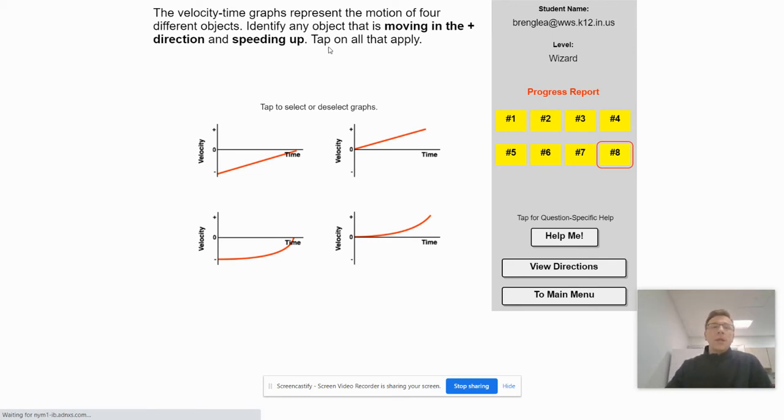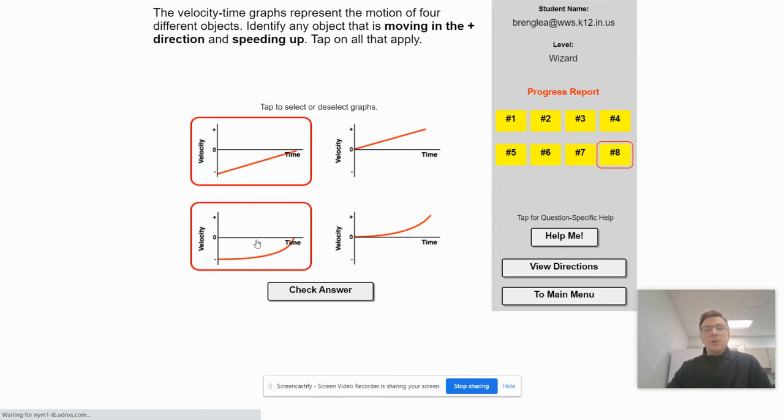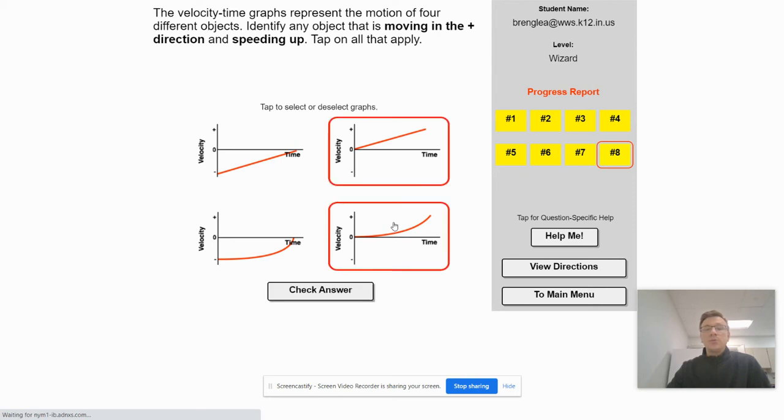So it says identify any object that's moving in the positive direction and speeding up. Okay, so we've got to be careful here. We can immediately eliminate this answer and this answer because both of these objects are moving in the negative direction. Okay, so we can eliminate those. So now we need to choose between these two answers. And the first one is moving in the positive direction, and it's also speeding up because it starts at 0 meters per second and its velocity increases over time.